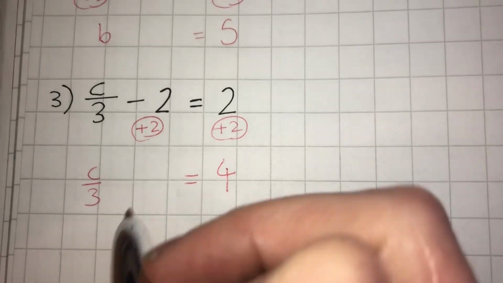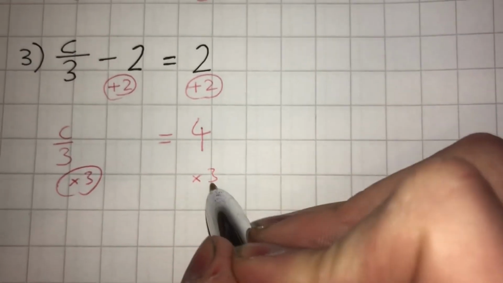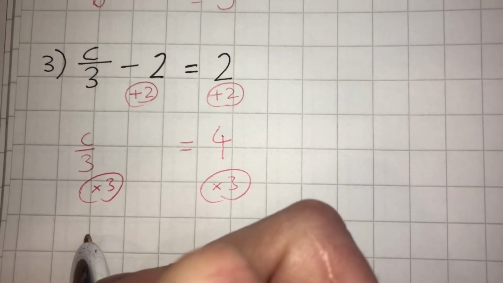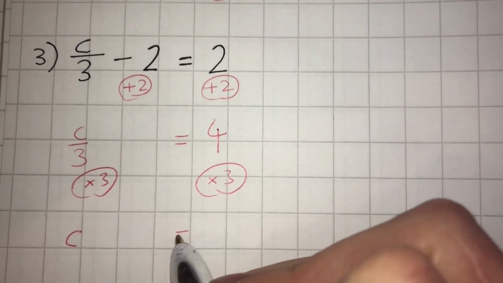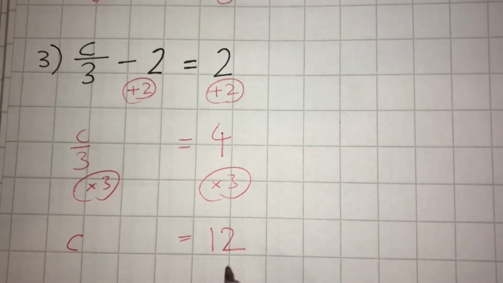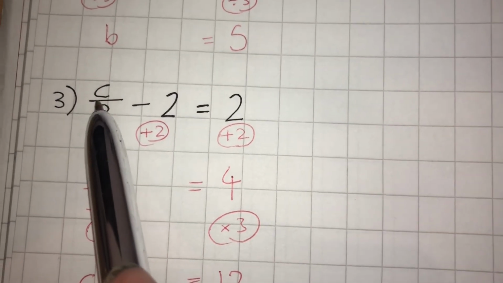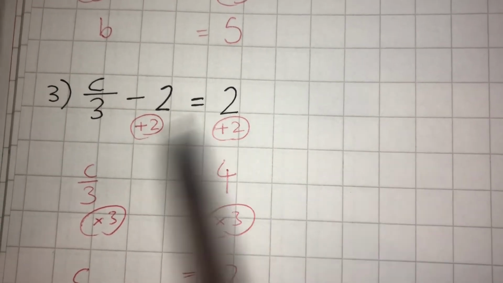To get rid of divide by 3, I multiply by 3. Multiply by 3 on the right hand side as well. So that leaves me with c over 3 times 3 is c. 4 times 3, which is 12. Okay, and again, let's just substitute back in to check our answer. 12 divided by 3 is 4. 4 take away 2 is 2.